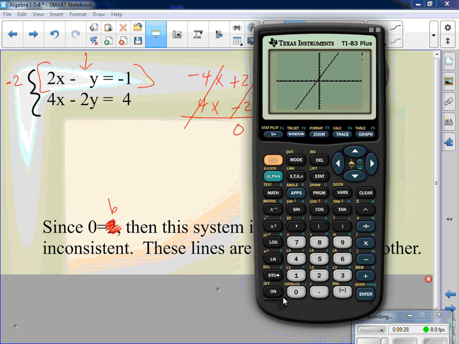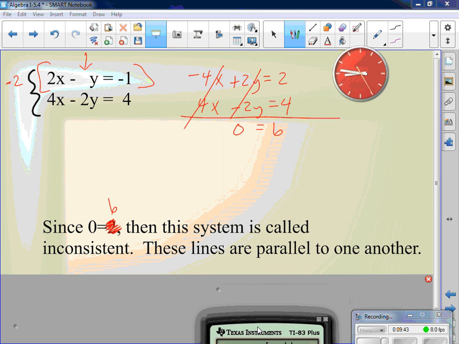There's the first one. There's the second one. They're parallel to one another. How can I tell that two things are parallel to one another? They have the same slope. When I rearrange both of these, the slope is the same. Both of the slopes are a half. Now, I know I have 0 equals 2 here.